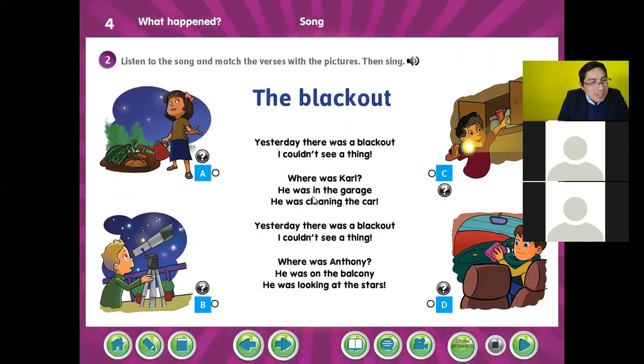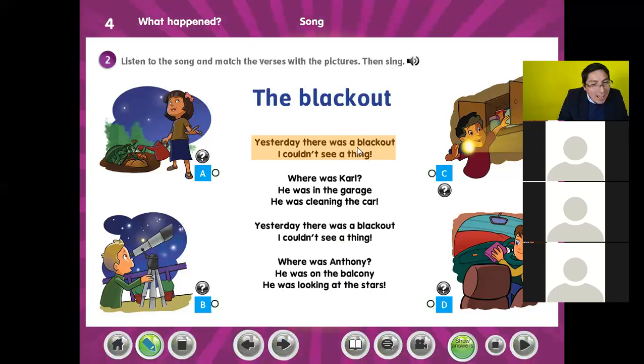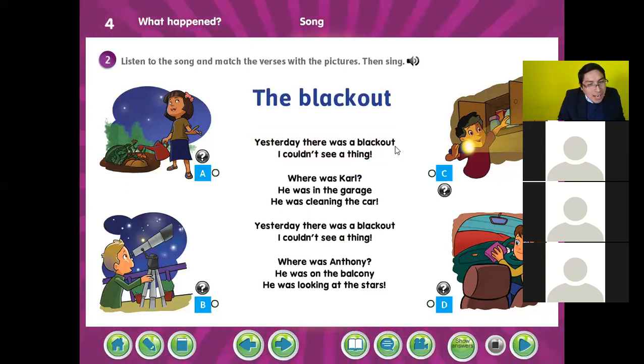Yesterday there was a... blackout. It's your turn. You say blackout. Repeat, please. Repeat. Blackout. Blackout. Repeat. Blackout. Blackout. Good. Now, when the teacher says, yesterday there was a... was a... please use blackout. Okay? Now, let's see. Yesterday there was a... Blackout. Very good.